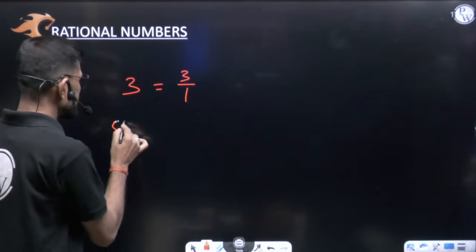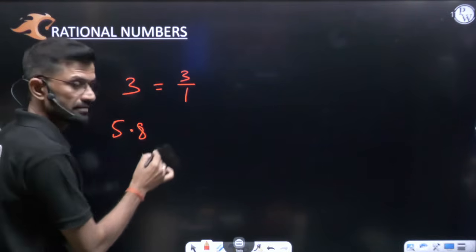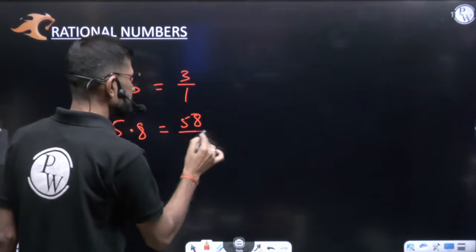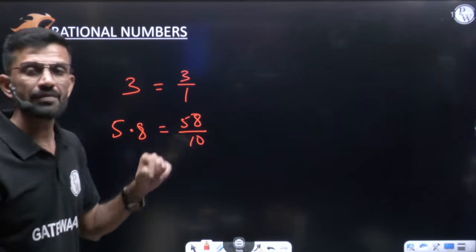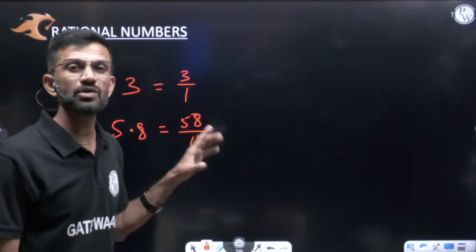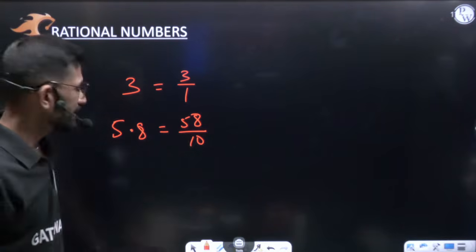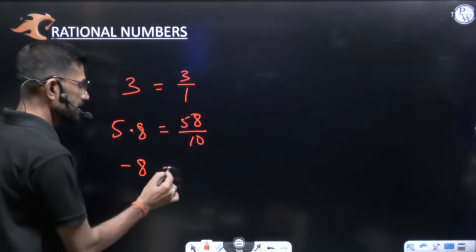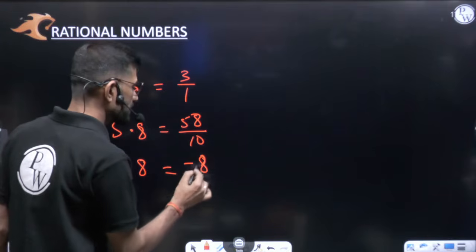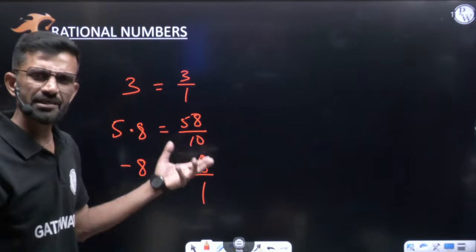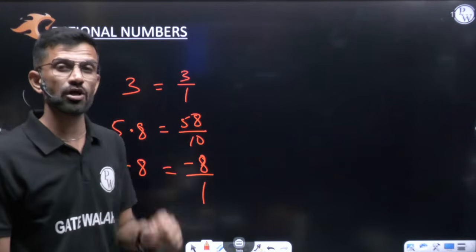Is 5.8 a rational number? Yes, you can write it as 58 by 10. If you can write it in p by q form, it is a rational number. P and Q can be any integers. Is minus 8 a rational number? Yes, you can write it as minus 8 by 1. Numerator and denominator can be any integers. Denominator should not be equal to 0.